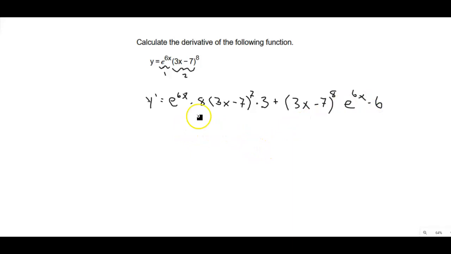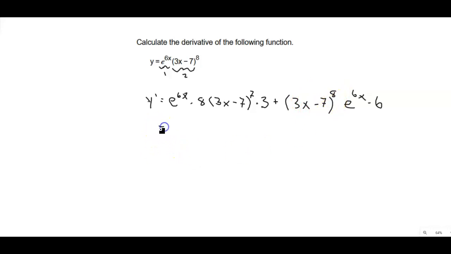Okay, so it looks like in the first part here we have a 24. In the second part, we have a 6, so we can factor out a 6 from both of these terms. And we can also factor out an e to the 6x, because we have one in each of those. And we can also factor out a 3x minus 7 raised to the 7th power, which will just leave us one more 3x minus 7 over here to the first power, which is just 3x minus 7.